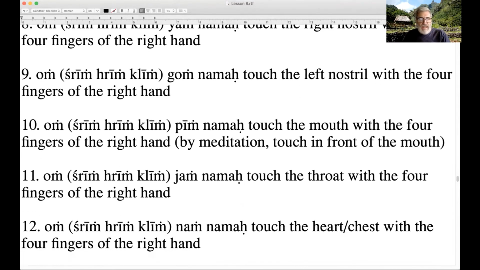Now, we get again, after that, Gopijana. Right? So Go. So it's going to become Gom. Om Gom Namaha. Touch the left nostril with the four fingers of the right hand. It can also be with the other bija mantras. Om Shrim Hrim Klim Gom Namaha.